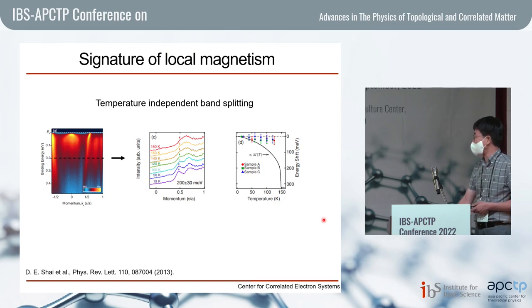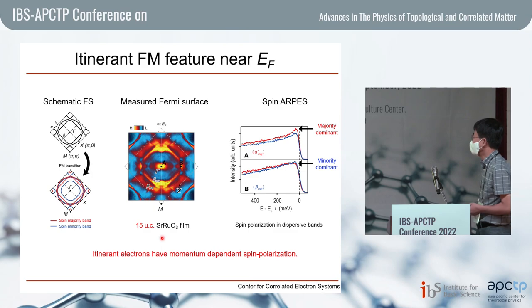However, there was some argument that, based on ARPES data, the spin splitting does not go away even to very high temperature, it just disappears. That means there's a certain local component in the magnetism. So we decided to look at the details of the electronic structure. Here is a schematic Fermi surface of a perovskite material, and when going through the ferromagnetic transition, you expect each band to split into majority and minority bands.